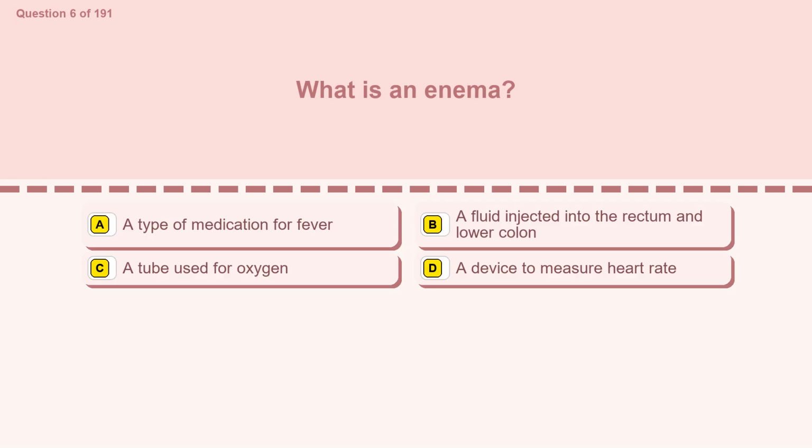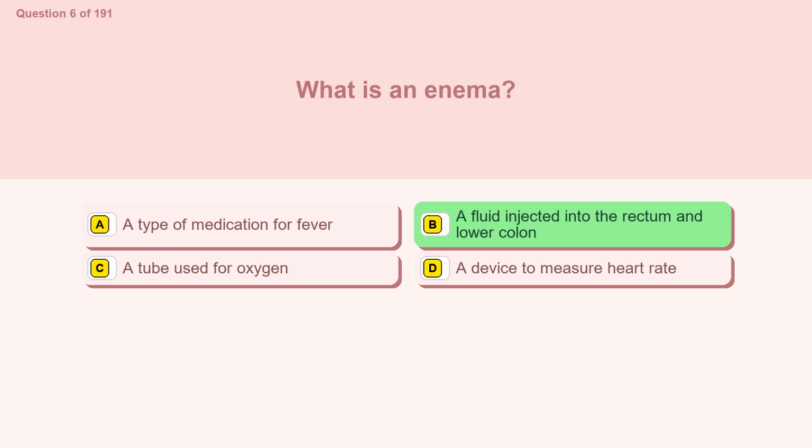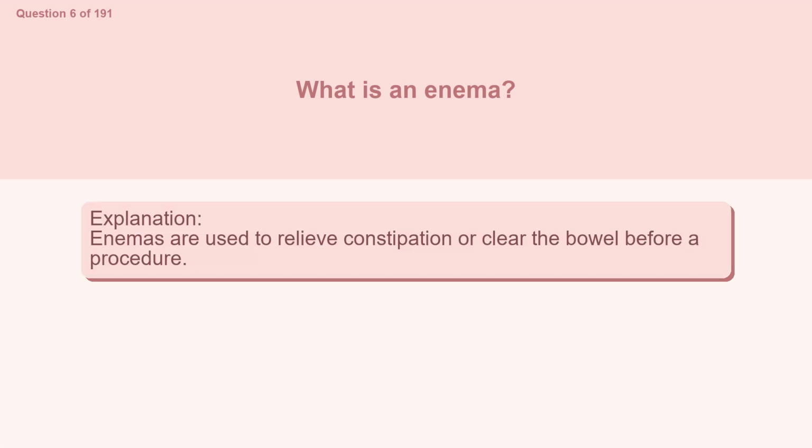Question 6. What is an enema? Option A. A type of medication for fever. Option B. A fluid injected into the rectum and lower colon. Option C. A tube used for oxygen. Option D. A device to measure heart rate. The correct answer is option B. A fluid injected into the rectum and lower colon. Enemas are used to relieve constipation or clear the bowel before a procedure.